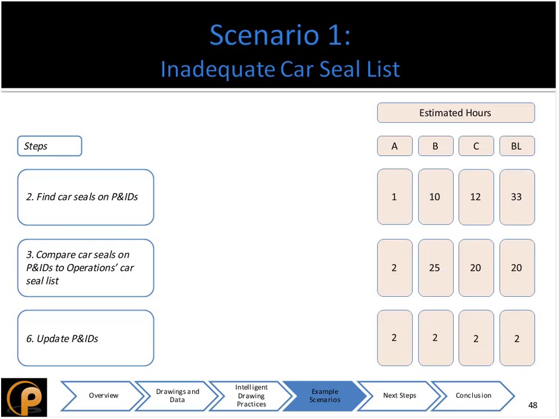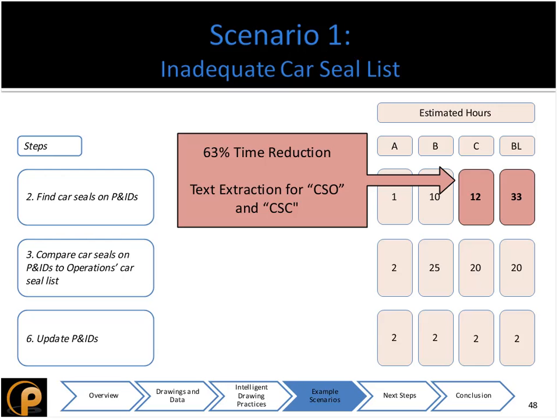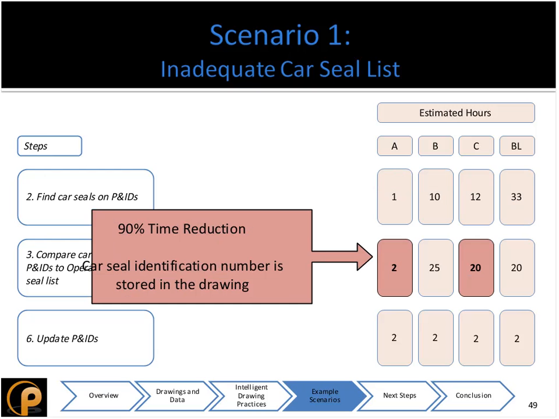So just looking at all the time, let's see where we are able to make some savings. Straight off, we saw that by doing the text extraction and just looking for CSO and CSC, that eliminates all the drawings that don't even have that as a possibility. We're able to save a lot of time by comparing the ID number on your valves to the car seal list without opening the drawings.